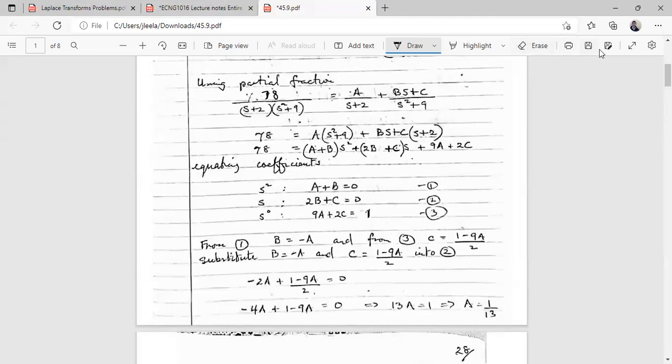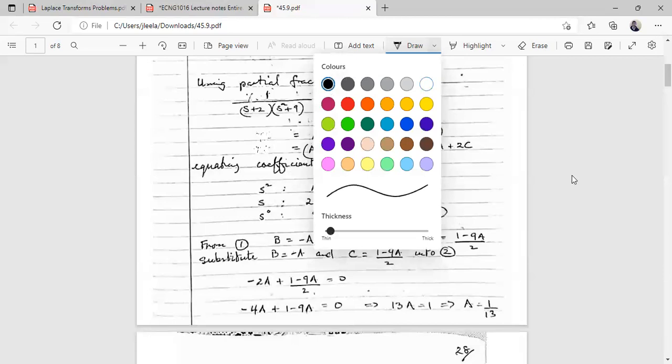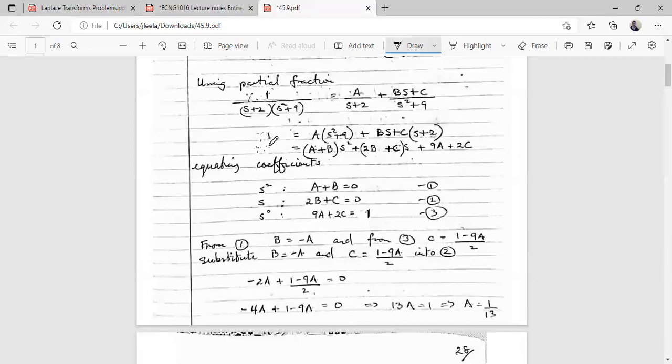So let me just make some slight changes here to make it a bit easier. I want to work with the 78. So to keep this consistent, keep this as 1, right?